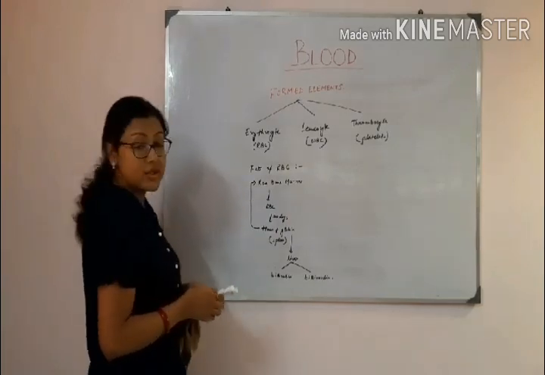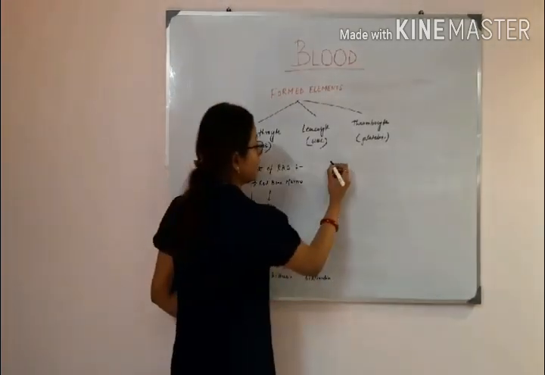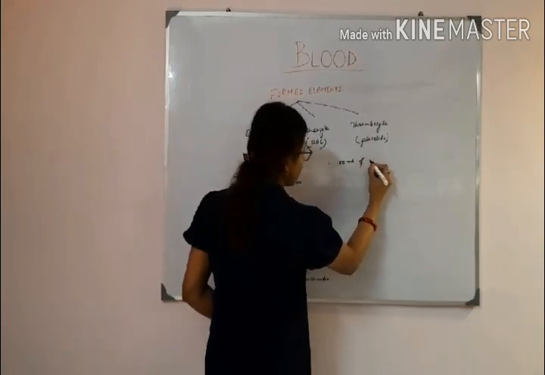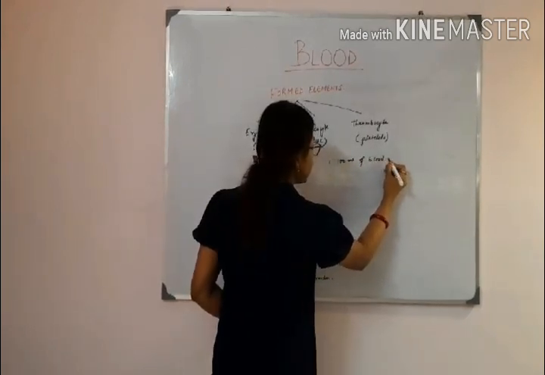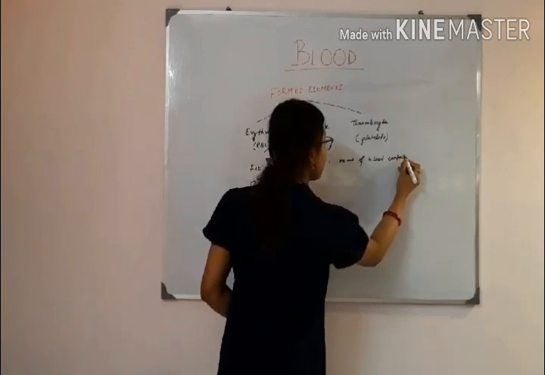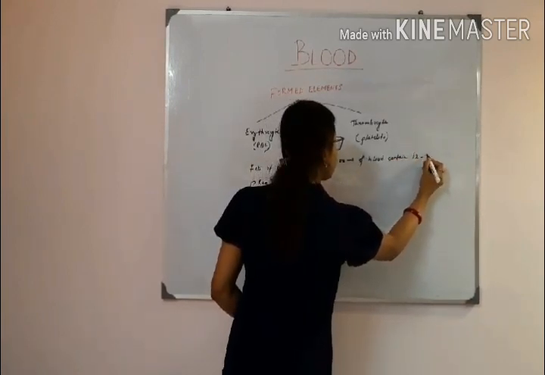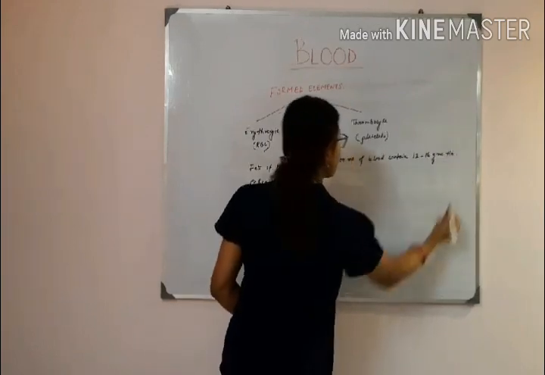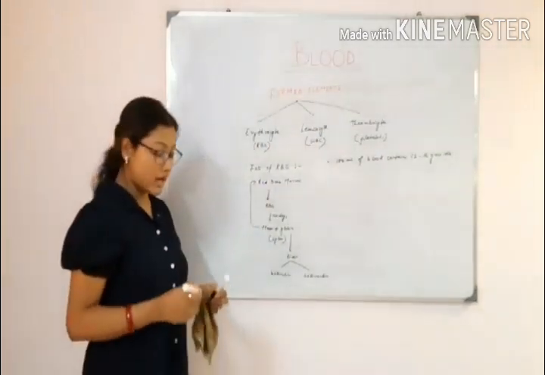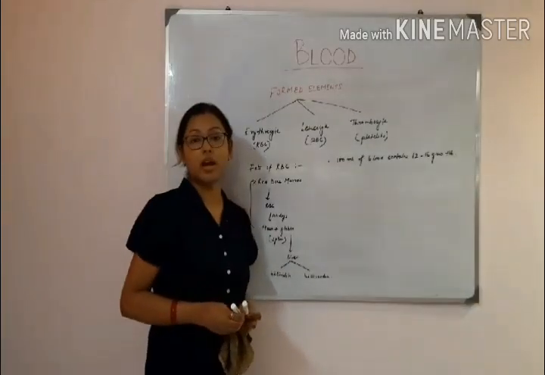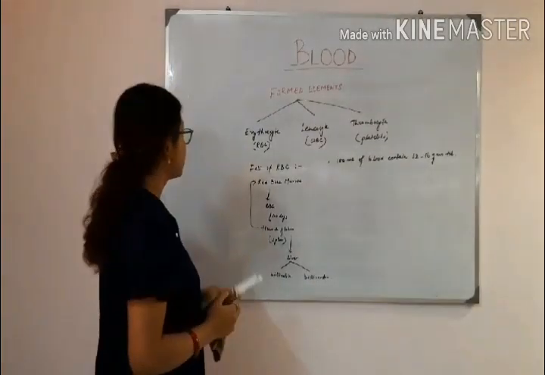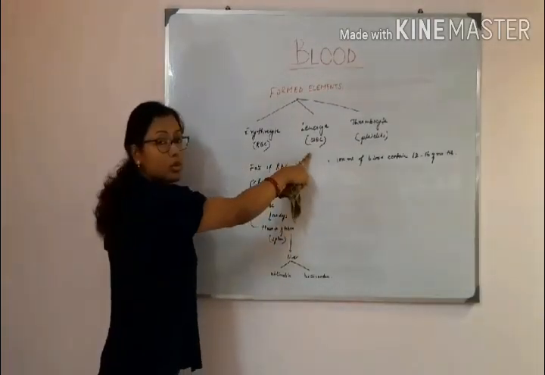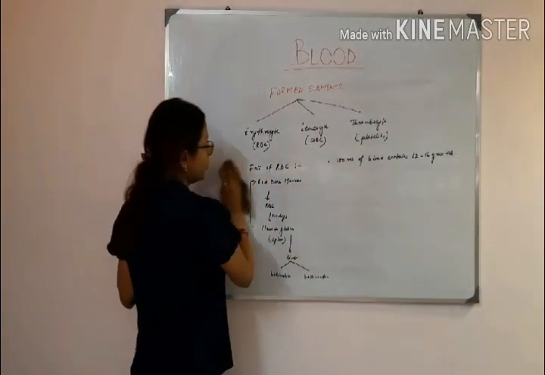One more point we will see here, that is 100 ml of blood contains 12 to 16 grams of hemoglobin. Okay, 100 ml of blood contains 12 to 16 gram of hemoglobin. So we have seen erythrocyte portion. Now we will go to leukocyte or WBC.